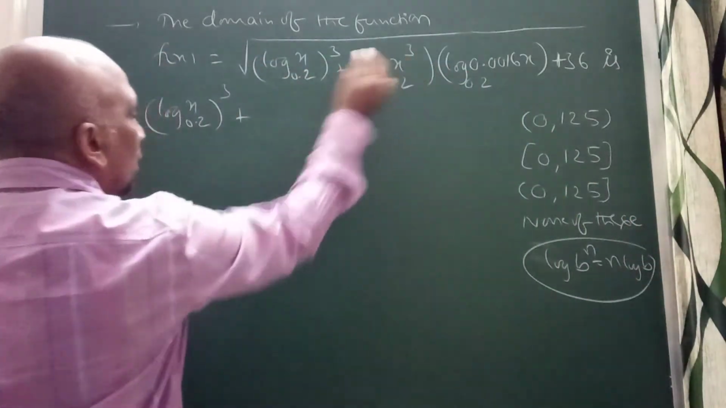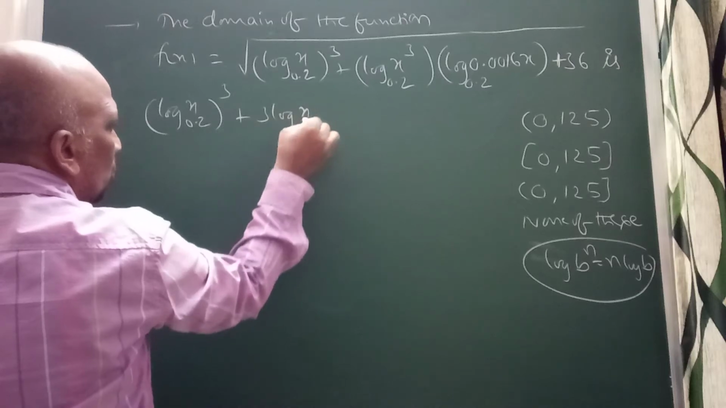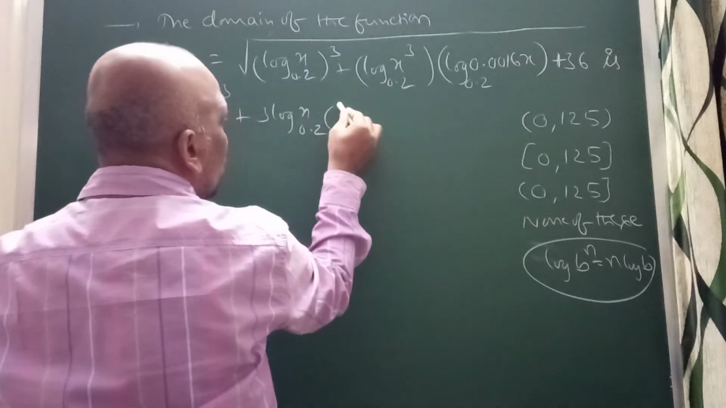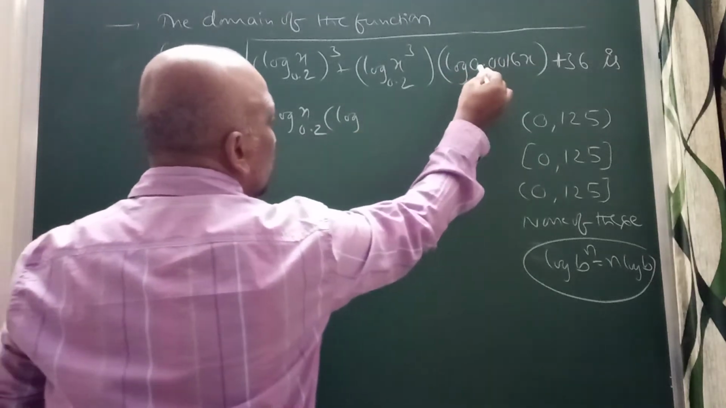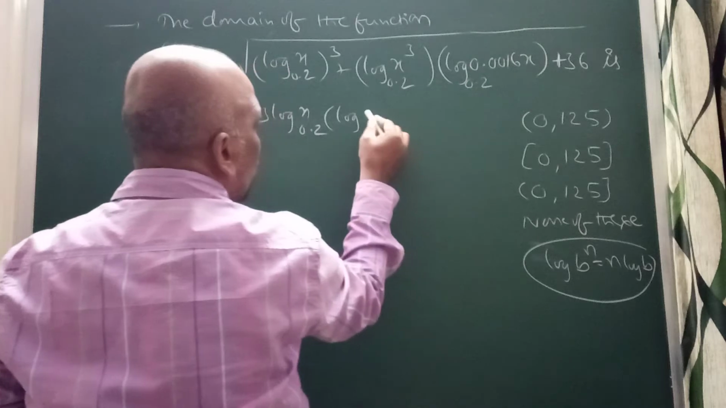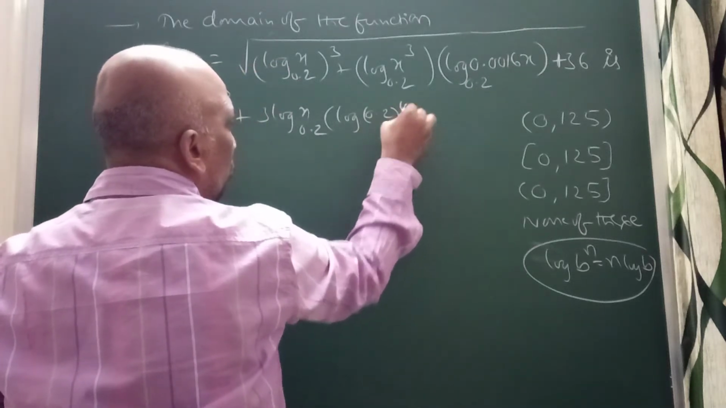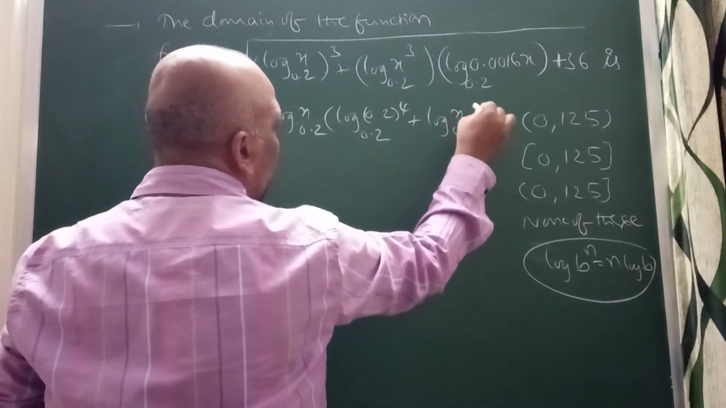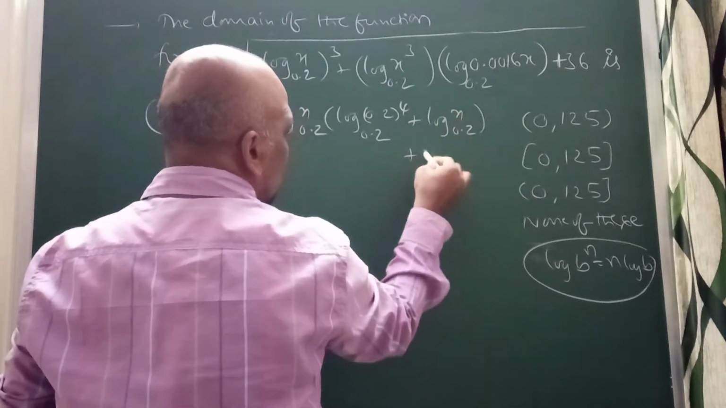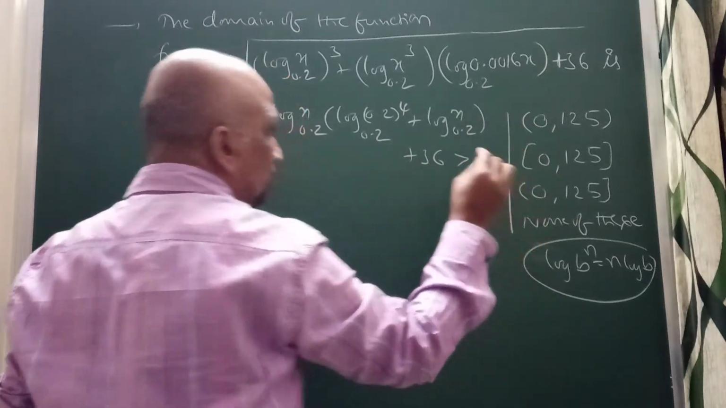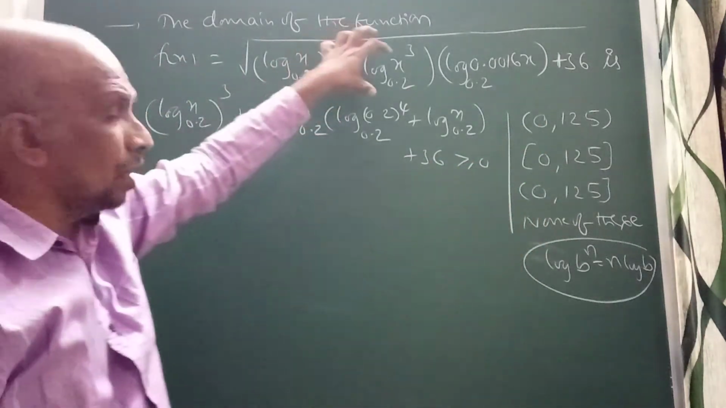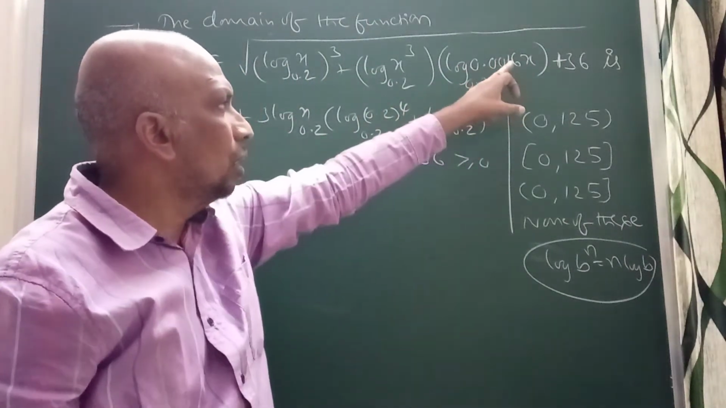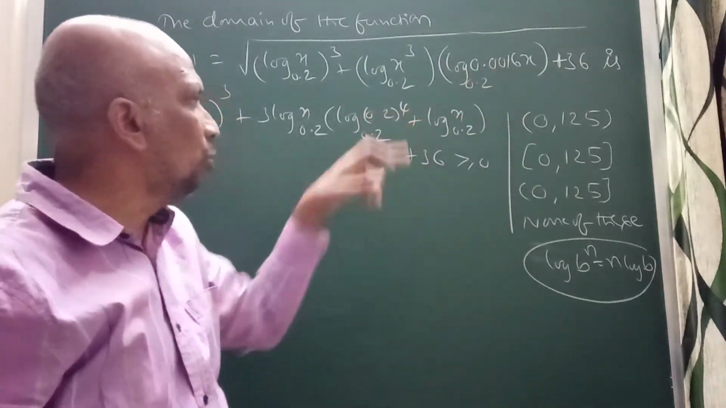So this one I can write 3 log x base 0.2, and this one again log mn. So I can write this one, you can observe here, log of (0.2) whole power 4, base 0.2, plus log x base 0.2 again, right, plus 36. This should be greater than or equal to 0. Correct? Everything should be greater than or equal to 0. I have taken log mn as log m plus log n, when I have taken log of 0.2 whole power 4.